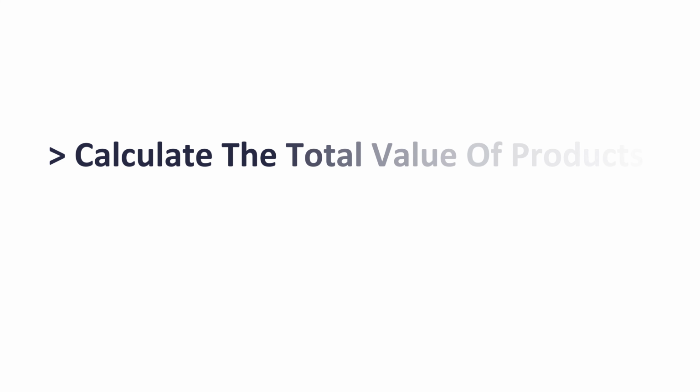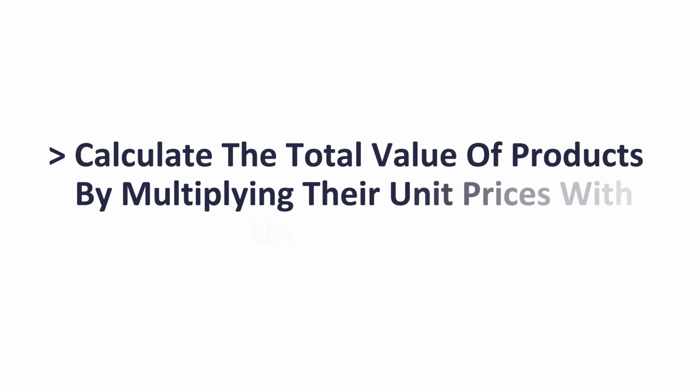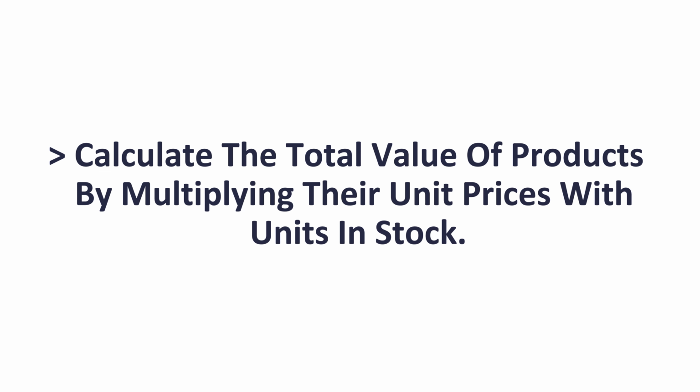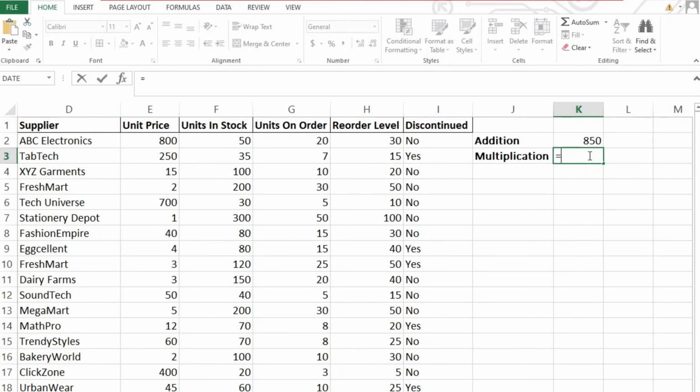Imagine needing to calculate the total value of products by multiplying their unit prices with units in stock. This is where relative cell references become invaluable. Click on an empty cell, let's say cell K2, and type =E2*F2. When I press enter, Excel calculates the total value for the laptop using the unit price in cell E2 and units in stock in cell F2.